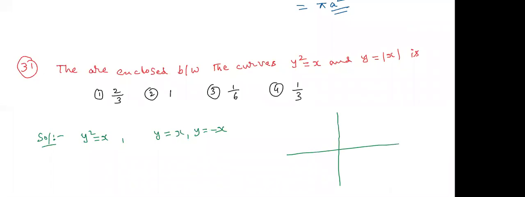So this is the coordinate system. This is the origin. y square is equal to x is a parabola. And y is equal to x means this is the line. y is equal to minus x is another line. This is y is equal to x. This is y is equal to minus x. And the curve is y square is equal to x.